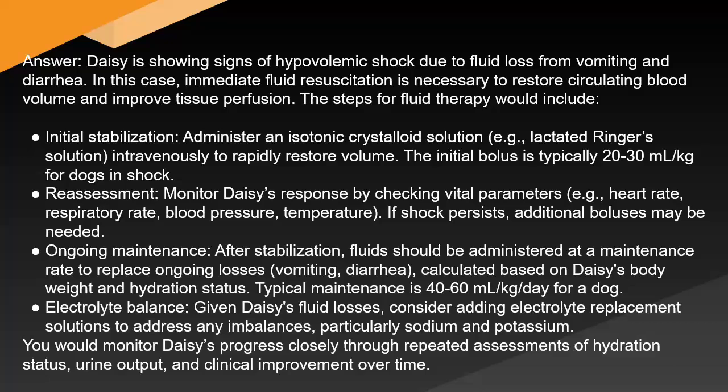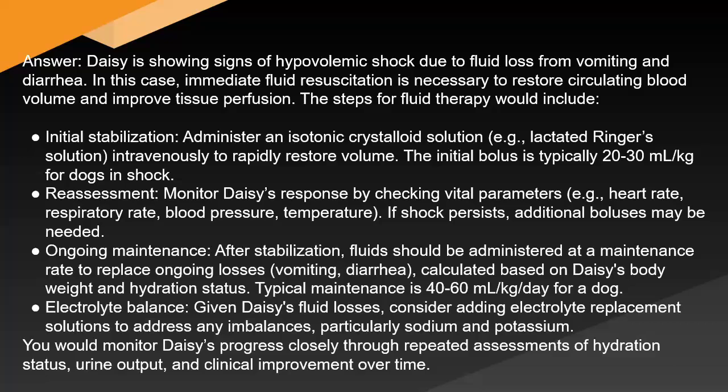In this case, immediate fluid resuscitation is necessary to restore circulating blood volume and improve tissue perfusion. The steps for fluid therapy would include initial stabilization: administer an isotonic crystalloid solution, e.g. lactated Ringer's solution, intravenously to rapidly restore volume. The initial bolus is typically 20 to 30 mL/kg for dogs in shock. Reassessment. Monitor Daisy's response by checking vital parameters, e.g. heart rate, respiratory rate, blood pressure, temperature. If shock persists, additional boluses may be needed.